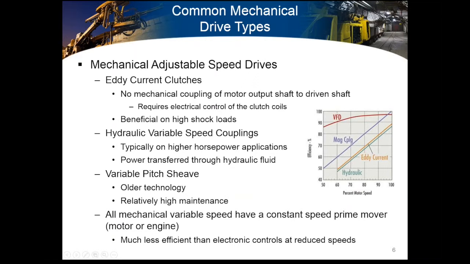Mechanical variable speed. Again, not every time is it electrically controlled, but oftentimes mechanically controlled in mining. Eddy current clutches would be one of those types of designs. In this case, you have a motor operating at a fixed speed and an output shaft that's controlled by electrical controls on a clutch coil, and you can adjust the speed output from that.